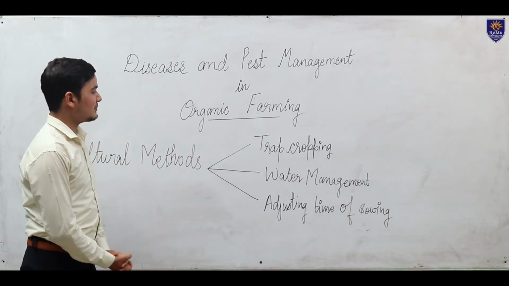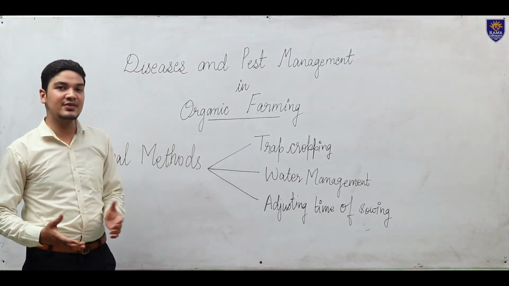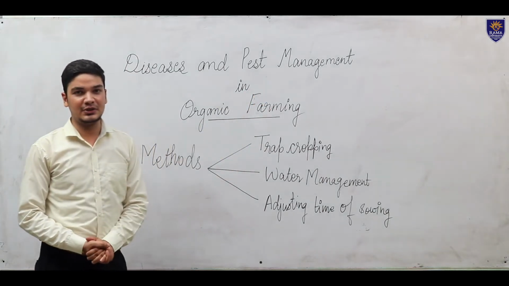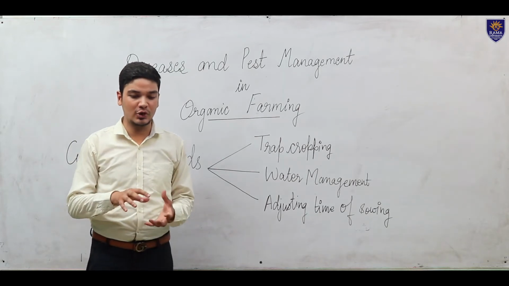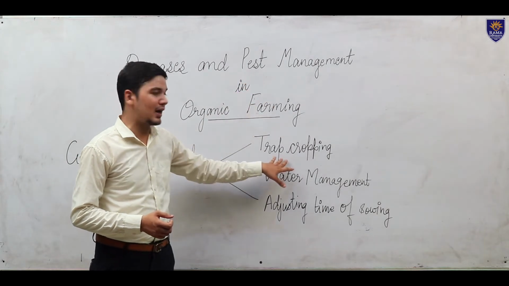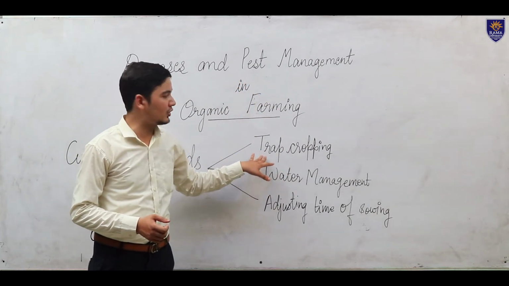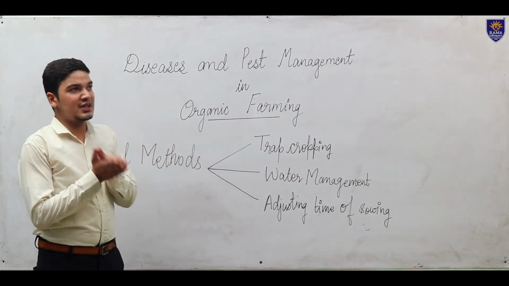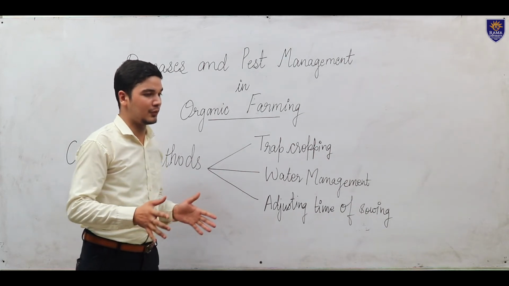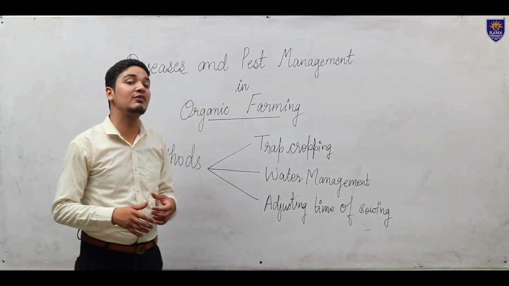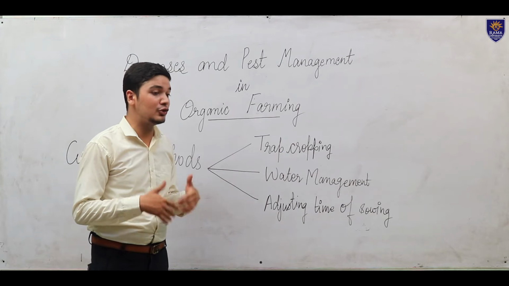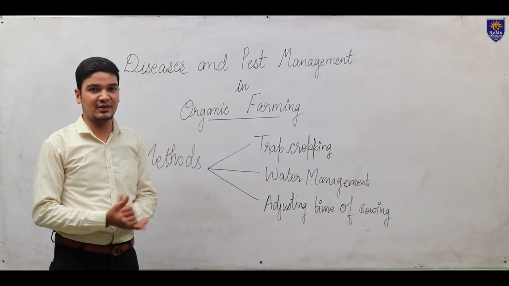Now we are going to discuss trap cropping. There are some crops which are used as trap crops for the pest population. These are crops which have a good aroma, and pests are attracted toward these plants. So the plants we use as a trap crop are used by the insects, and our main crop can be managed easily without those insect infestations.